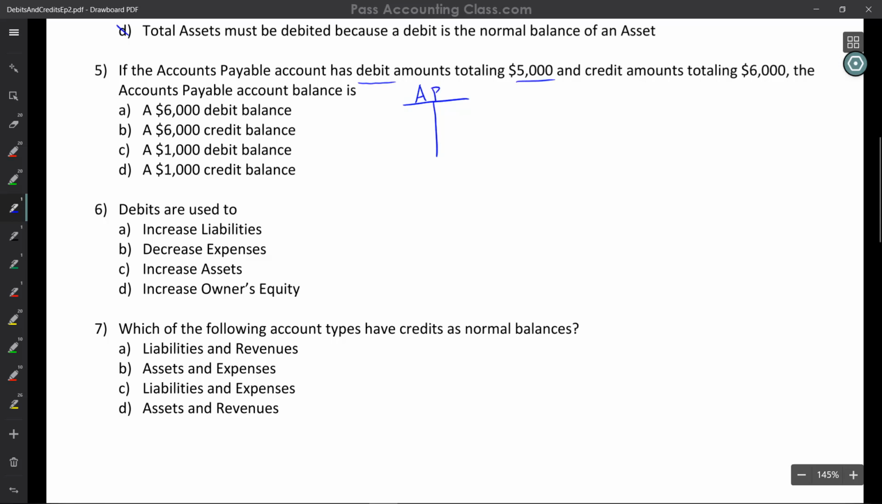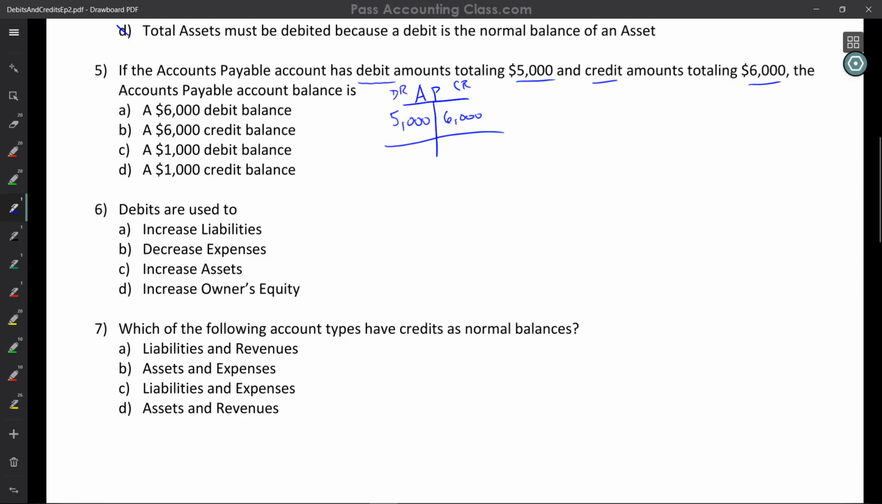So we're going to put our debits on our left. So we'll just put $5,000. And it says credits of $6,000. And then we can just draw a line here and we can total these. So we have more credits. And I'm going to put credit up here and I'll put debit up here. We have more credits than we do debits.